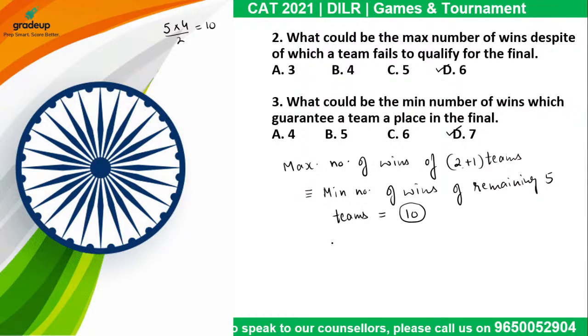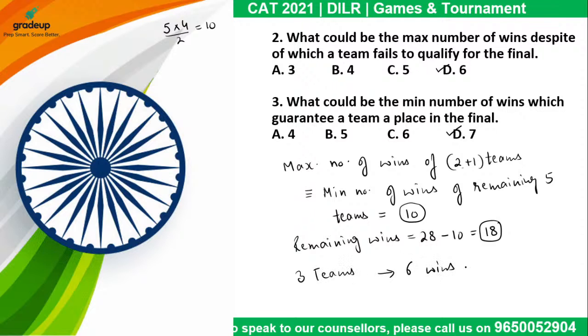Okay, ये 10 matches, in these 10 matches only the bottom 5 teams are involved, so which is 10. So that means I have to distribute 10 wins to these 5 teams. So remaining wins कितना है? Remaining wins is 28. Total wins थी minus 10 is 18. So can we say each of these 3 teams can have 6 wins each? So there can be 3 teams with 6 wins each.